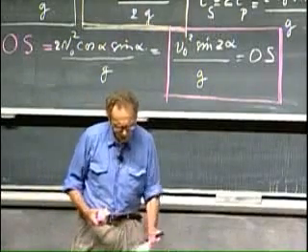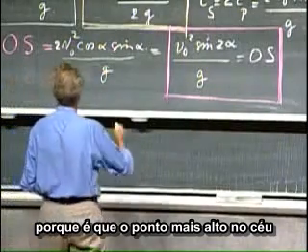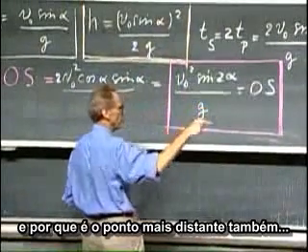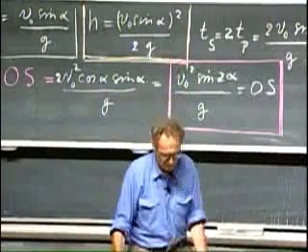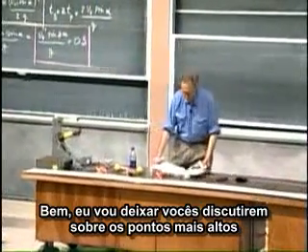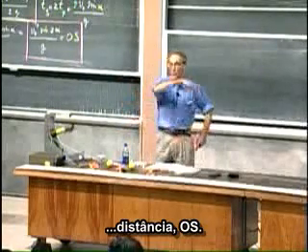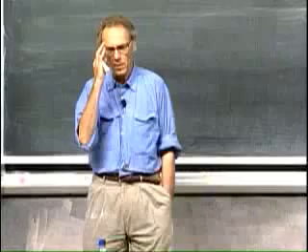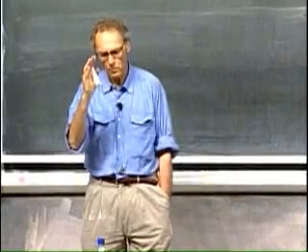Now, I sort of wonder, and you should too, why is it that the highest point in the sky has a V0 squared, and why does the farthest point also have a V0 squared? There must be a way that you can reason that. Why is it not just V0? Why is it V0 squared? Well, I'd let you argue about the highest points, and I'll give you a good reason for the distance, OS. Don't look at the equations. Just simply think for a change.